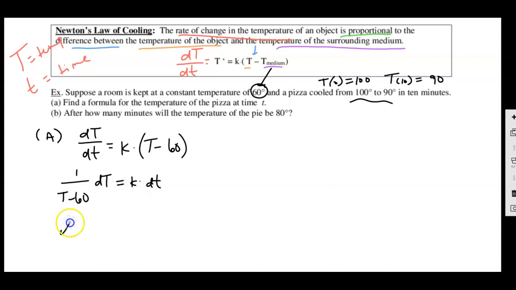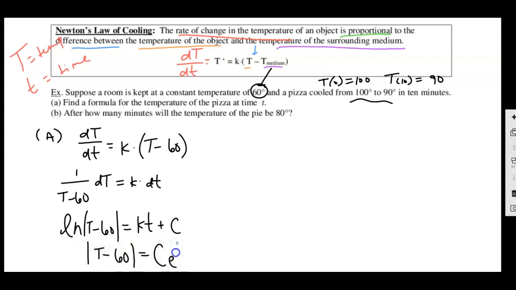Then we can integrate. And here we're going to have ln of the absolute value of T minus 60 equal to kt plus C. We could exponentiate to get rid of the natural log. Now notice, I didn't need the negative out in front. If you were to do u substitution, this would be your u, and the derivative of T minus 60 would just be 1 dt.